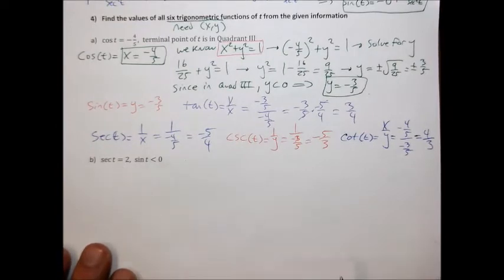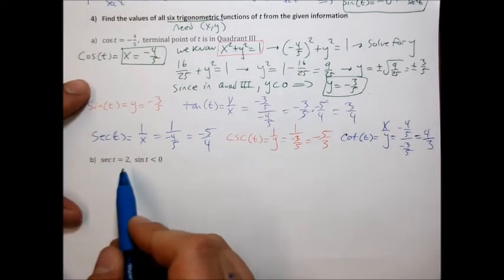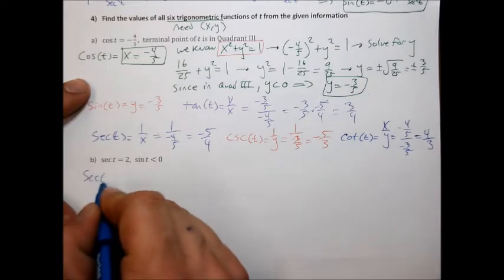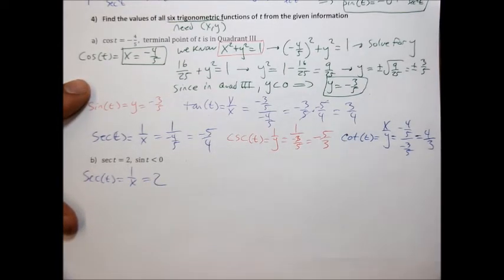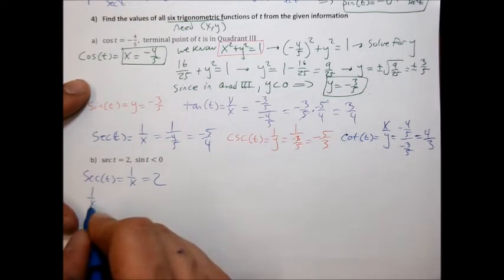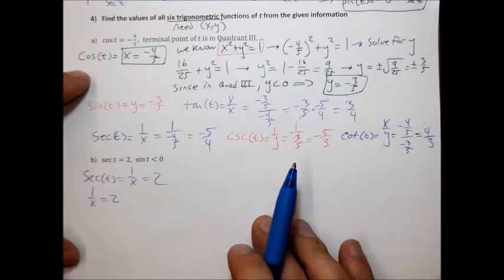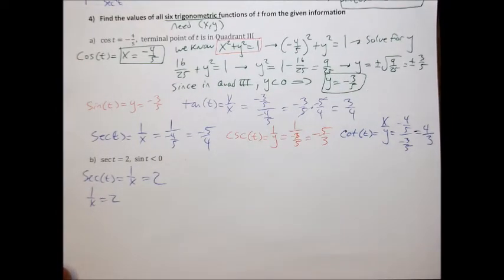So I would recommend you try this one yourself. Before you try it, maybe let me just point out that we're being told that secant is 2 and that sine is negative. And so secant is 1 over x, and that's 2. And so we know that 1 over x is 2. This is an equation you could solve to find x. If you'd like to try that one on your own, and I strongly encourage you to do that, please pause the video now, and then I will finish going over it.